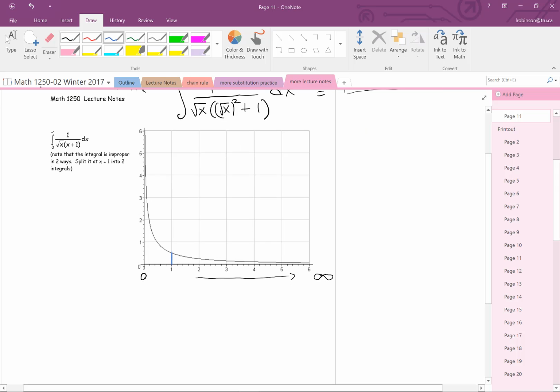Okay, so that's this part here will be our type 2 improper integral. And this will be our type 1. So this right here is equal to the integral from 0 to 1 of 1 over root x times x plus 1 dx plus the integral from 1 to infinity of 1 over the root of x times 1 plus x dx.